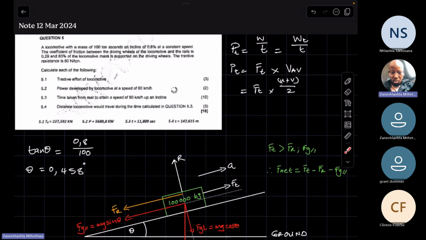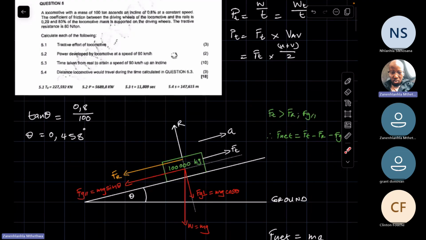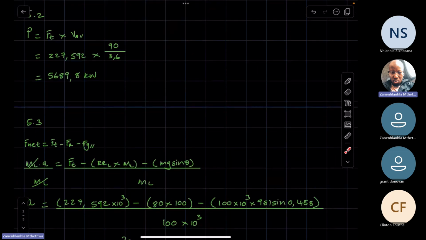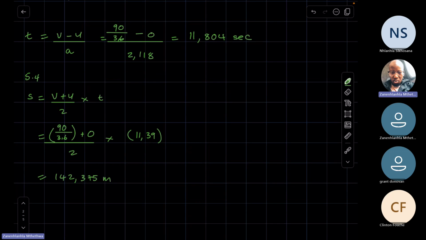Now let's look at 5.4. 5.4 is calculate the distance the locomotive would travel during the time calculated in question 5.3. Right. Now this one is very simple. Remember, I said you can use any equation of motion or kinematic equation, depending on what you're looking for and what you've been given or what you have. Right. So now they want the distance. The simplest way to calculate the distance is by using this equation of motion.